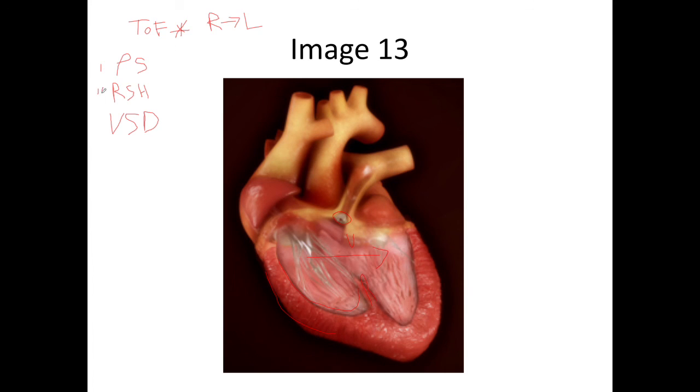Notice I'm missing one thing. I'm going to tell you it right now. The fourth thing that you have in a tetralogy of Fallot is called an overriding aorta or dextroposition of the aorta. The aorta tends to be right on top of that ventricular septal defect, and so we find that in tetralogy of Fallot. This particular disease is going to be cyanotic right from the get-go. So a baby born with this is going to be cyanotic.